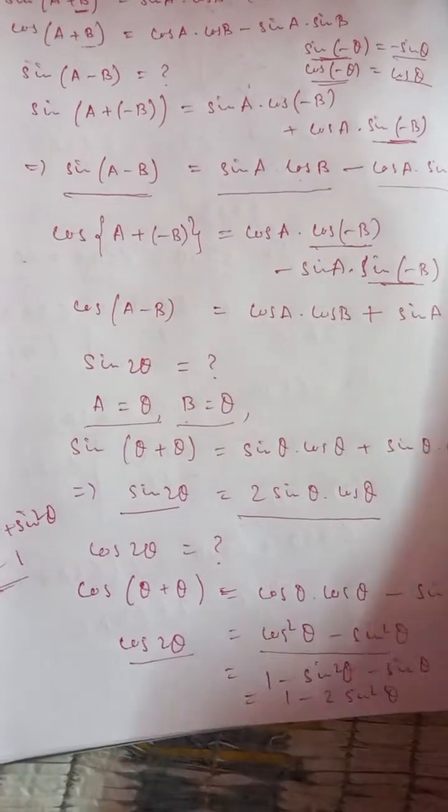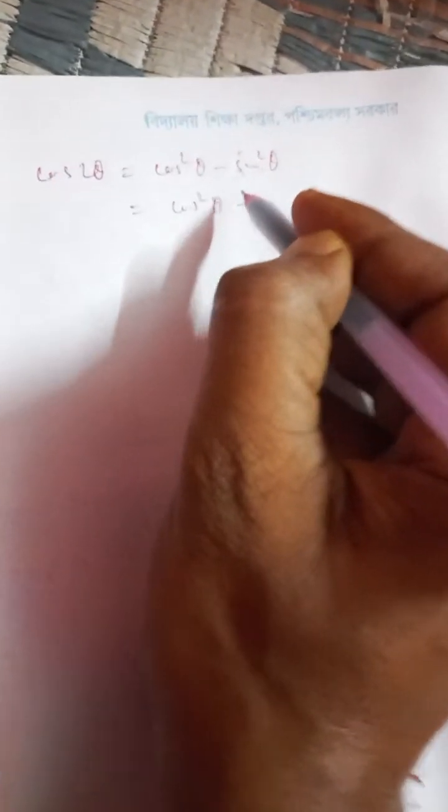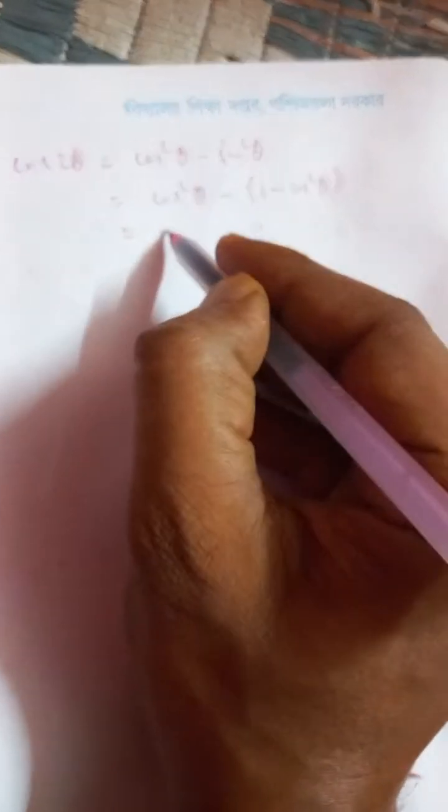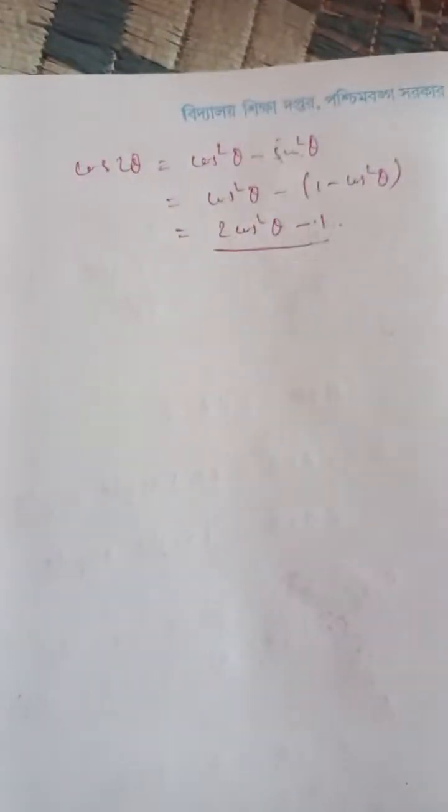And also you can change it in this way. Cos 2 theta we have found out as cos square theta minus sine square theta. So this can be written as cos square theta minus 1 minus cos square theta. So this will be minus minus plus, which gives 2 cos square theta minus 1. This form is also important to solve many trigonometric problems.